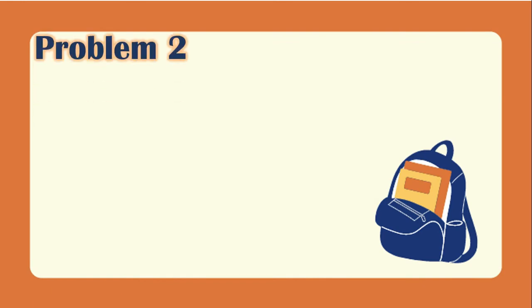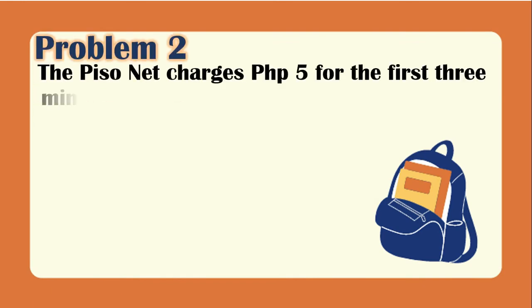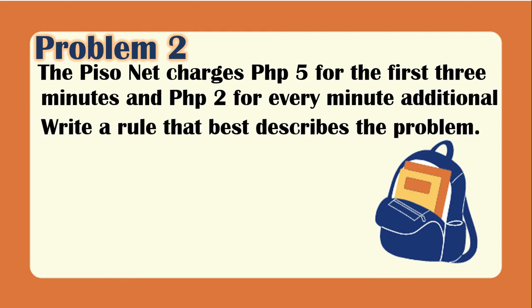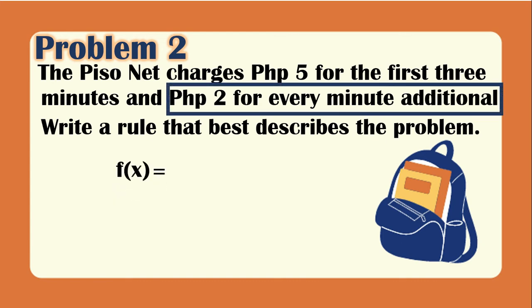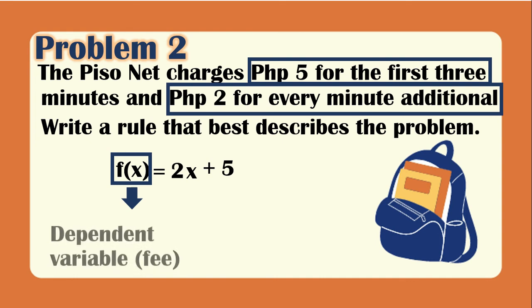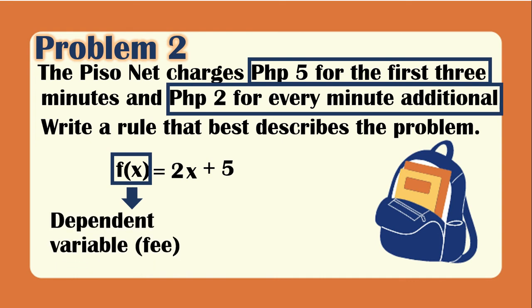Problem number 2. The PisoNet charges 5 pesos for the first 3 minutes and 2 pesos for every additional minute. Write a rule that best describes the problem. So we will have f of x, and in every minute it charges 2 pesos. So that is 2, and then we will let x as the number of minutes plus the 5 pesos for the first 3 minutes, so that is plus 5. And then f of x here is our dependent variable, or the fee or the payment.